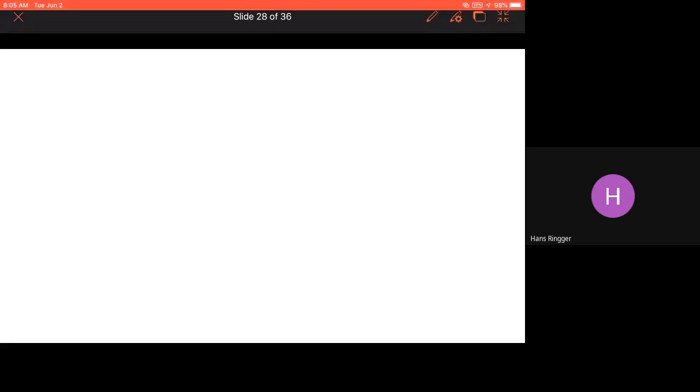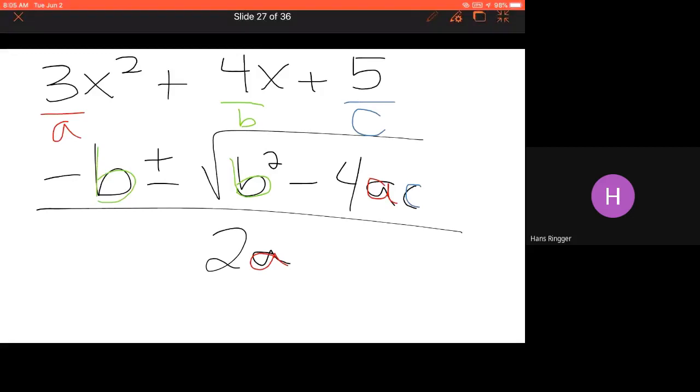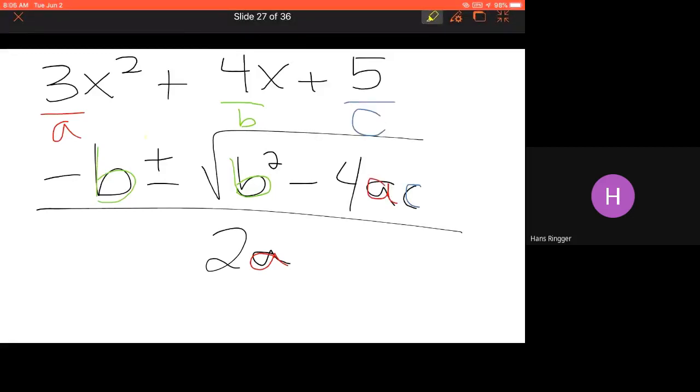One more thing to note. When we use the quadratic formula, we're going to end up with two answers. And the reason for this is because we have this special sign right here, plus or minus. That means we're going to have one answer that is plus all of this stuff, and then we're going to do it a second time and get a second answer that is negative b minus all this stuff under the square root.